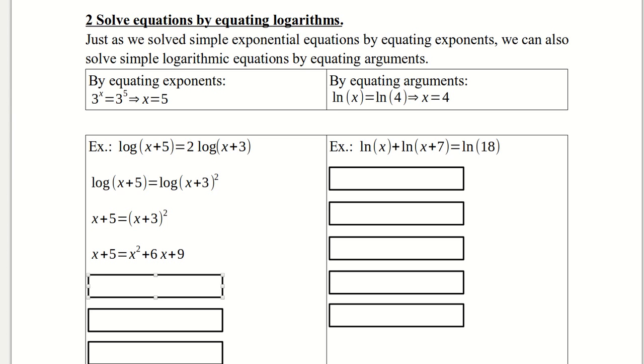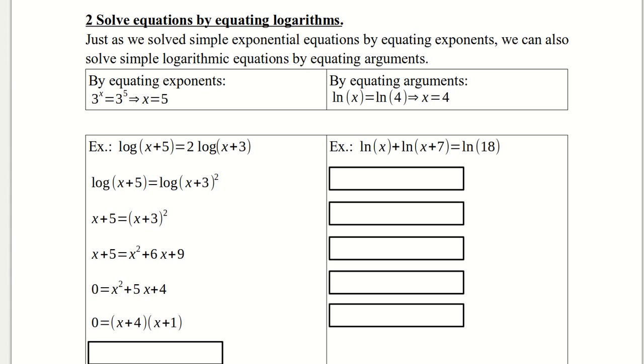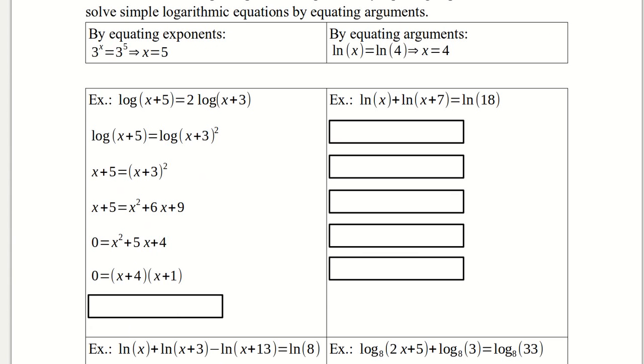Because it's quadratic, we're going to try for the zero factor property. We subtract an x and subtract a 5. And then we factor. So I'm thinking one sum product. So to make this work, we then use the zero factor property. And we see that negative 4 does not work.